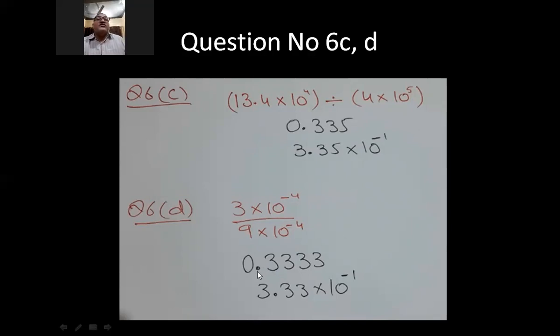So I will move this decimal one step to the right. So it will become 3.33 expo 10 expo minus 1. So this is your answer. Because here we have 3 digits, these are 3 significant figures. So this is how you will do the question number 6, D part.